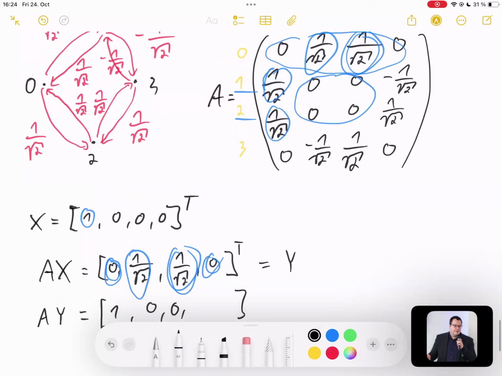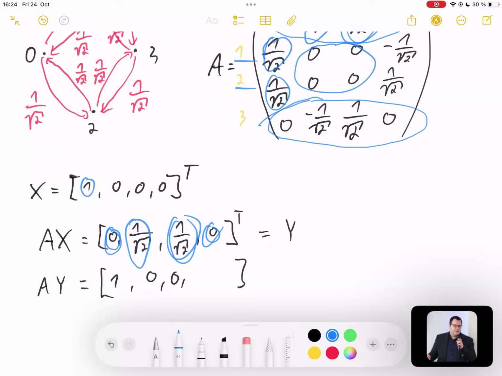And what do I get if I multiply y with a with regards to the last row? What's the result if I multiply these entries and sum them up? So what would be the last value of a times y? And it's 0. That's correct. Because we have a positive entry here, but also a negative entry. And this will just cancel each other out.